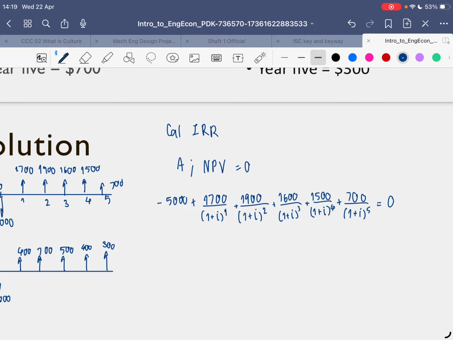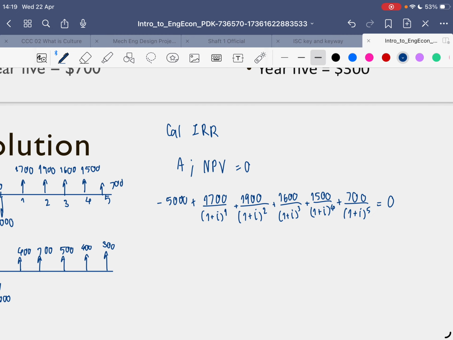And you use your calculator, which I highly recommend you to bring to the exam room as well. And you will figure out that I is equal to 17% in this example.